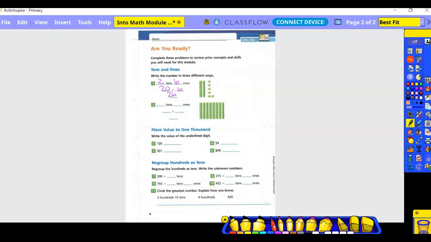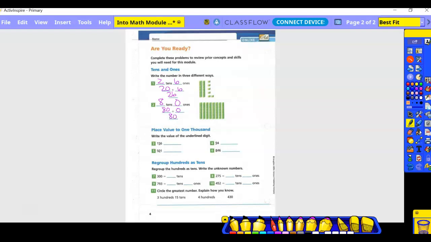Okay. All right. How many longs or sticks do I have? Or tens do I have? 8. We all agree? 8. Okay. How many ones or small cubes? None. So how much is 8 tens? 80 plus 0 equals 80.